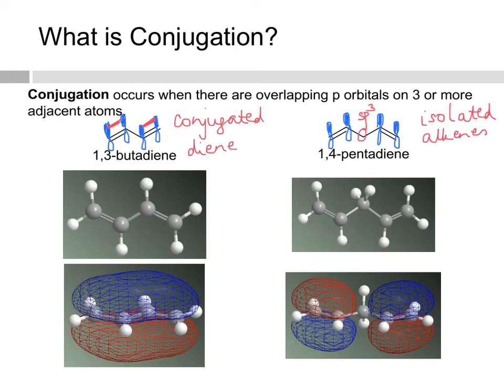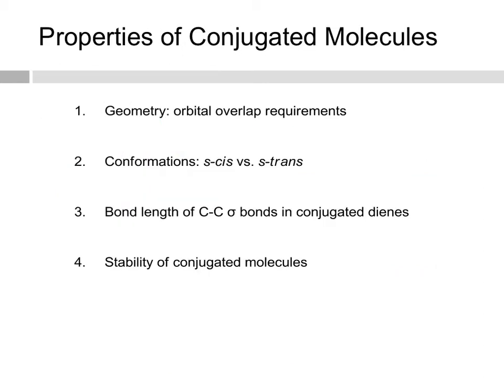A final note about conjugation: just like when we talked about resonance, remember that delocalization of electrons increases the stability of the molecule. Now let's look at some properties of conjugated molecules. We'll look at the geometry, the possible conformations, the bond lengths of the carbon-carbon single bonds, and the stability of these molecules.